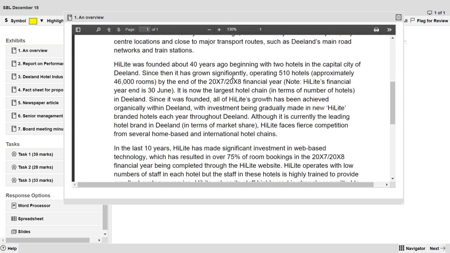Highlight was founded 40 years ago, beginning with 2 hotels in the capital city of D-Land. Since then, it has grown significantly, operating 510 hotels, 46,000 rooms. Whoa. It is now the largest hotel chain since it was founded. Highlight's growth has been achieved organically within D-Land.